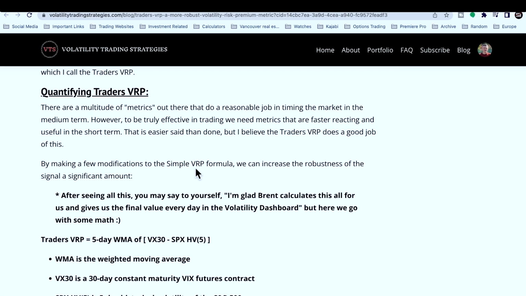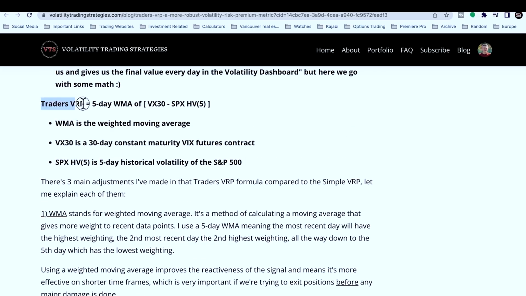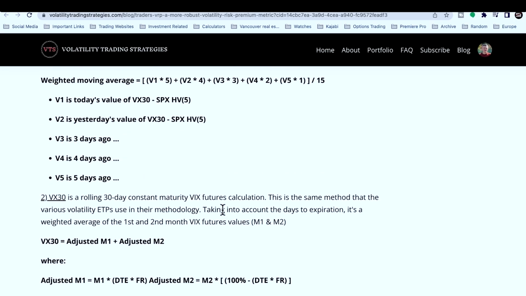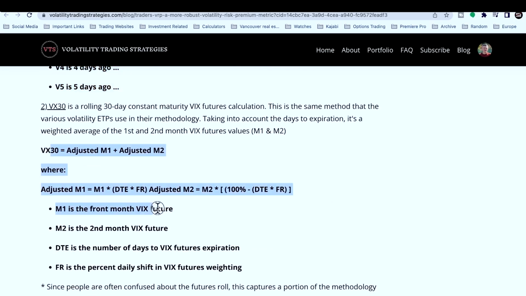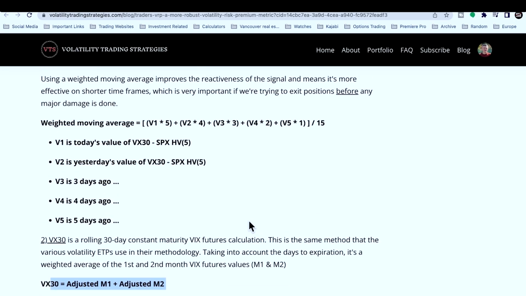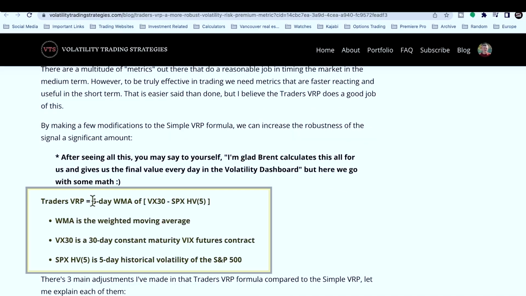But what I do is I go a little bit further. I design my own VRP, which I call the trader's VRP. I actually show people exactly how to calculate it. If you want it, it's there. It's there, and then it's here as well. You can actually calculate it yourself, but what it essentially is a slight variation.